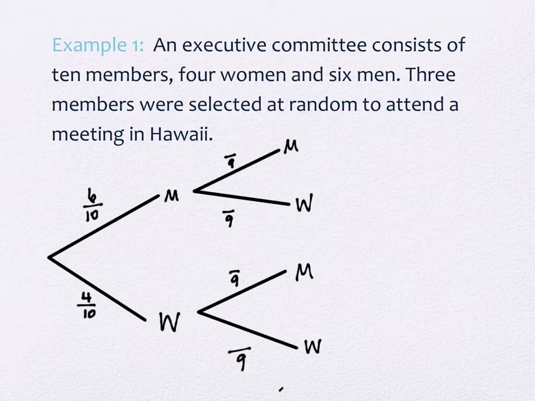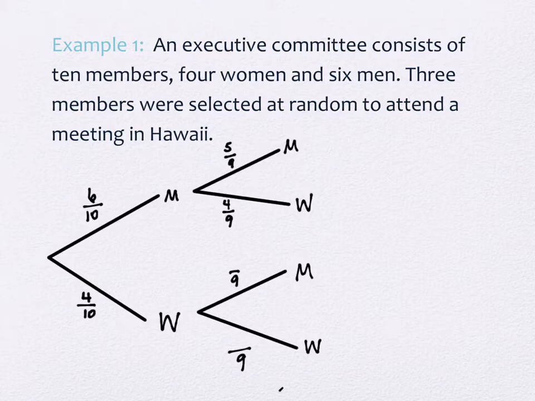Now the numerators will depend on who was selected first. So if we're along the top branch, it means a man has already been selected. His name is no longer in the basket. So how many men's names are still in the basket? 5, because I already pulled one of them out. So there are 5 men's names in the basket. How many women's names are in the basket? 4, the same 4 that were originally there, right? The probabilities changed because these are not independent events.